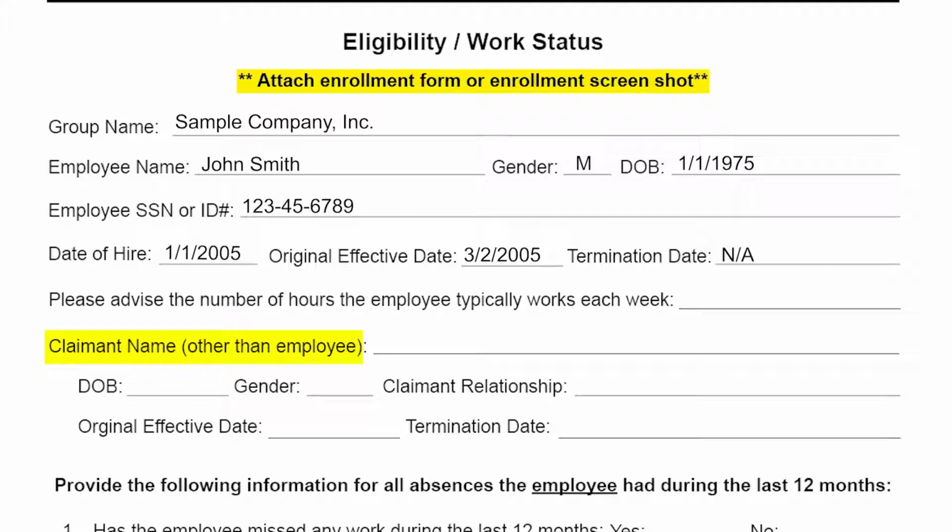Claimant name other than the employee. This information will be filled out by the finance team. It will list the dependent if the name is known. You will fill out the date of birth, gender, claimant relationship. This is the relationship to the employee. You will list the dependent's original effective date. This is the date when the dependent obtained insurance coverage through your company under the employee's coverage.